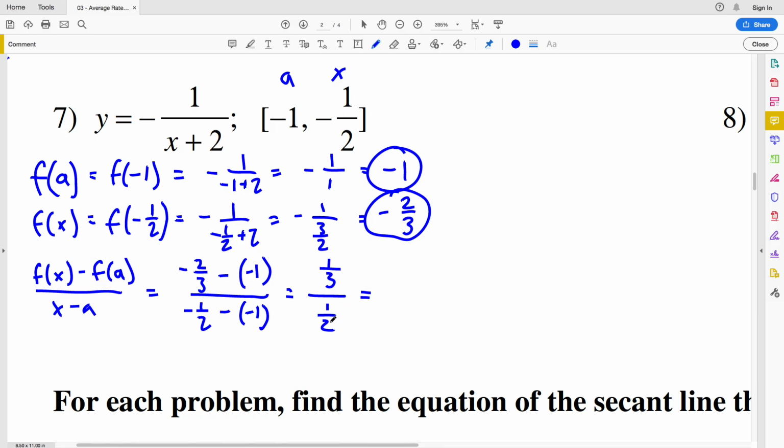So if I have 1/3 divided by 1/2, I can write that as 1/3 times the reciprocal of 1/2, 2 over 1, to give me 2/3 as the slope of my secant line. So 2/3 is my solution in number 7.